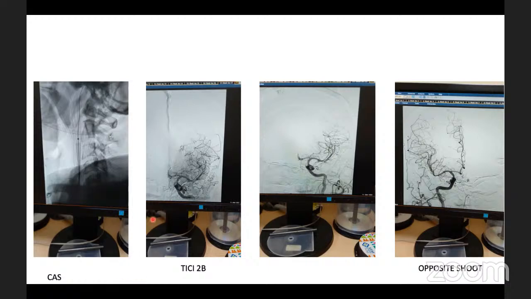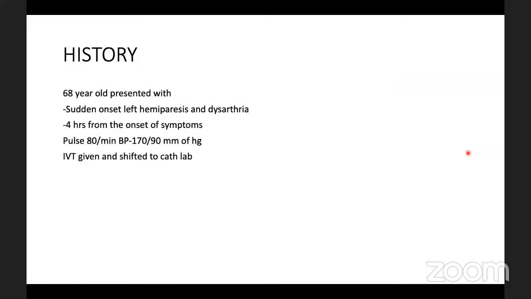And after going upwards, we see the MCA is filling properly. So TICI 2B recanalization was achieved. Here we don't see a prominent ACA, but in the opposite right ICA shoot, the ACA is well filling both the sides. So we are rest assured that we have achieved our target, with one ACA serving both the sides.